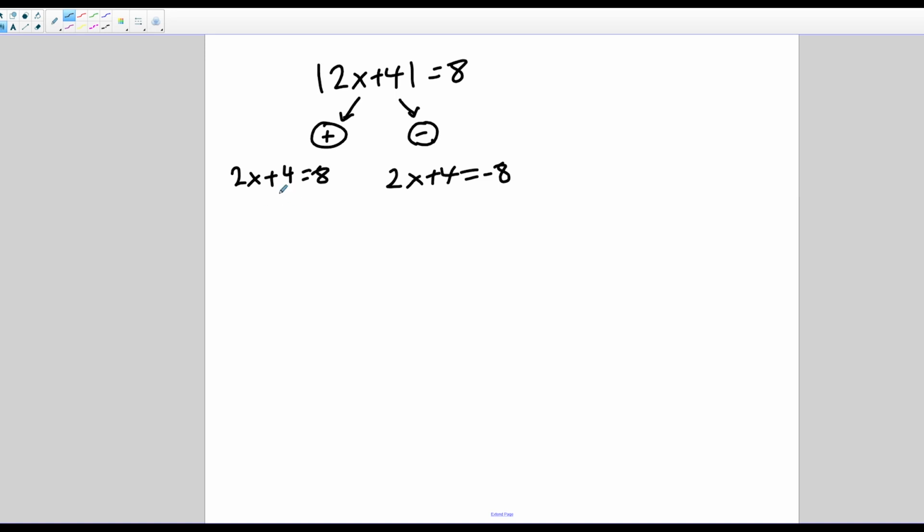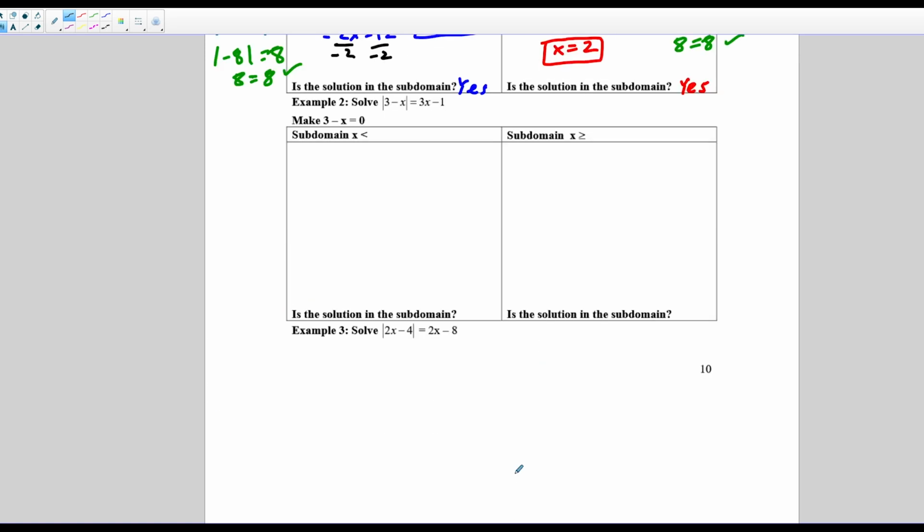Okay, so if you were to solve this, you would still get the exact same answers. You would get x is equal to 2 for this situation. And over here, we would get x is equal to -6. So nothing really changes. It's really up to you to decide which one you would rather use to solve absolute value equations. So coming back to this example here, we're going to hop right into it.